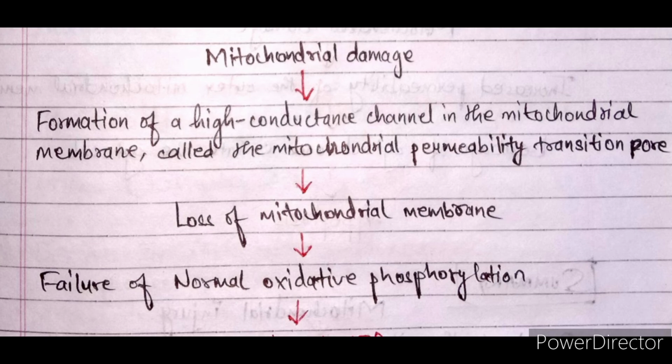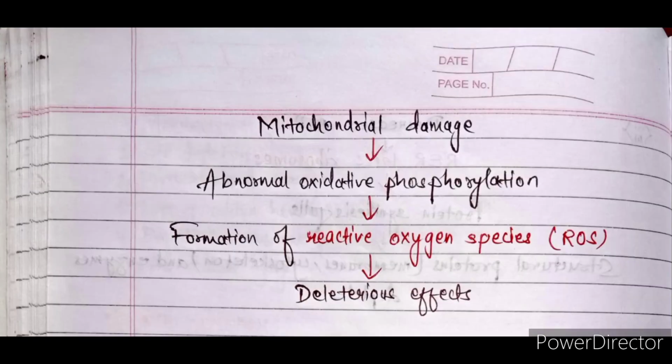In normal oxidative phosphorylation, generally O2 enters the mitochondria and is used to make ATP. So the second thing that happens is that abnormal oxidative phosphorylation takes place because of damaged mitochondria. In abnormal oxidative phosphorylation, O2 gets converted into free radicals, and those free radicals will ultimately cause damage to the cell. Here we can see the mitochondrial damage. Abnormal oxidative phosphorylation takes place, due to which there is formation of reactive oxygen species, that is ROS, which is also known as free radicals, and it will finally damage the cell. That is, it has deleterious effects. So this was the second point.